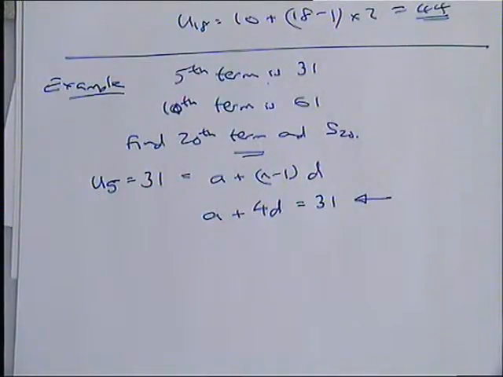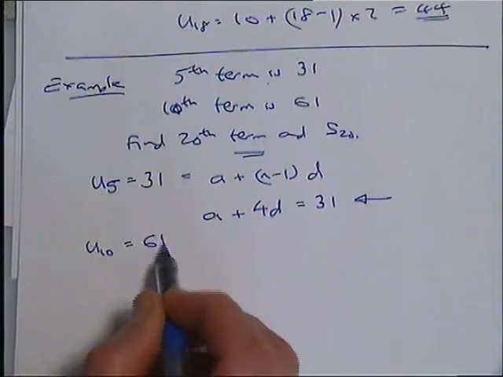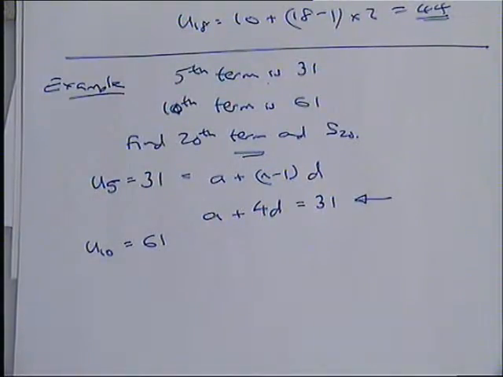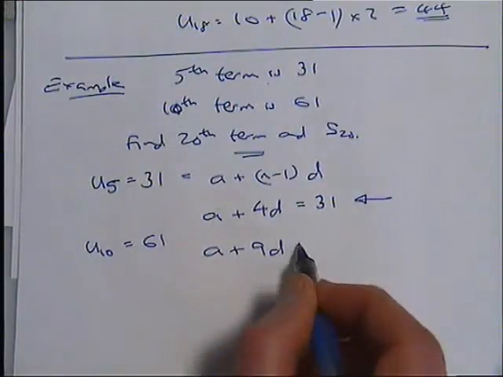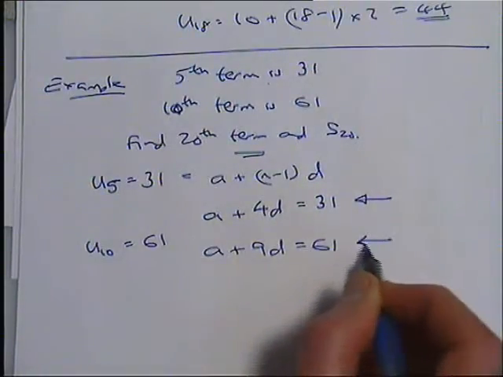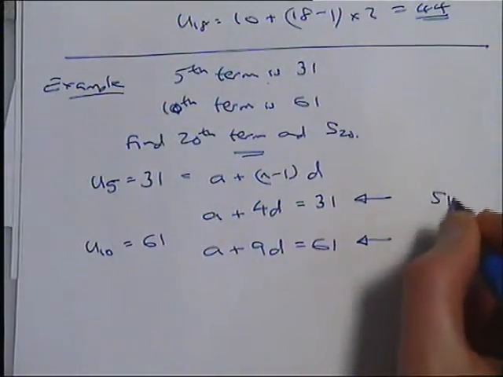So can anybody else come up with a similar line that we can get from the bit about the 10th term? What will the 10th term being 61? What can I get from that? A plus 9D equals 61, yeah, okay. That's another bit of good information. Now those two arrowed lines, what are they? If you take those together, what are those two arrowed lines? Yeah, they are simultaneous equations.